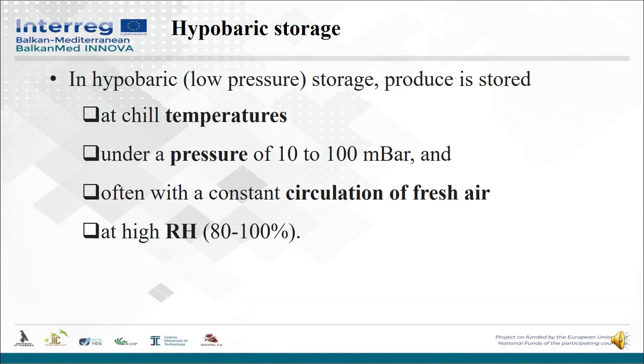As for hypobaric storage, the produce is stored at chill temperatures under pressures of 10 to 100 millibar, and often with a constant circulation of fresh air at high relative humidity, from 80 to 100%. The storage life of many horticultural and floricultural products may be increased considerably, as the oxygen available to the produce is much lower than normal.